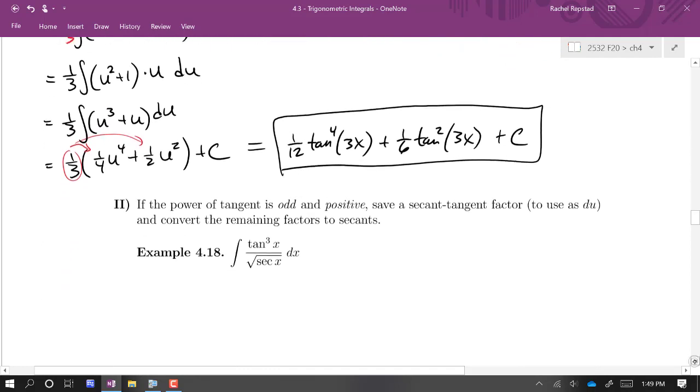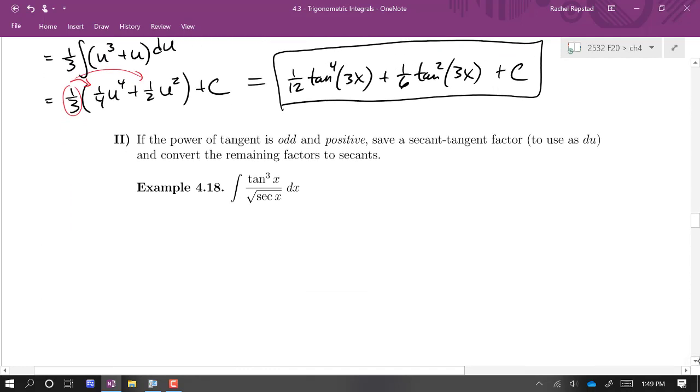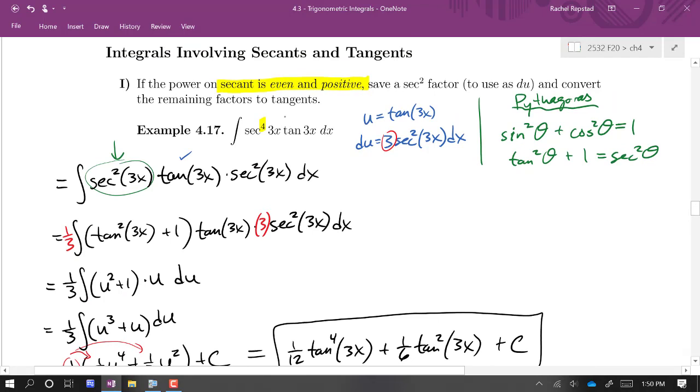Another technique, depending on the powers, is that if the power on tangent is odd and positive, then we can save a secant tangent factor. If you're saving secant tan at the end, the idea is that our u is going to be equal to secant, because the derivative of secant is secant tangent. Going back up here, note that the power on tangent in the previous problem is odd and positive. So we did that problem using the technique in item 1, but the one we're about to see would also work for that problem.